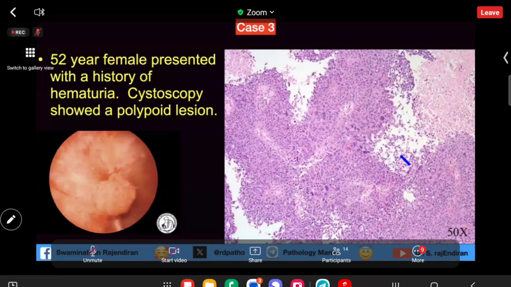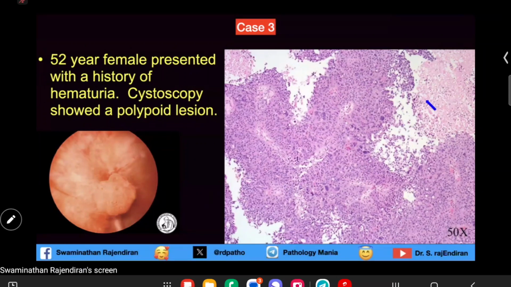Case number 3, 52-year-old female with hematuria. Cystoscopy showed a polypoid lesion. Here you can see necrosis and papillary process, but this is a very broad papillary process. When you compare the papillary process of the low grade, they are very delicate, whereas here it is broad and irregular. And you can see a lot of nuclear atypia and pleomorphism. Again, the criteria for pleomorphism, those people who are attending first time, we have to have criteria for everything. Criteria means when are you going to call pleomorphism? When are you going to call loss of polarity? Loss of polarity I already explained.